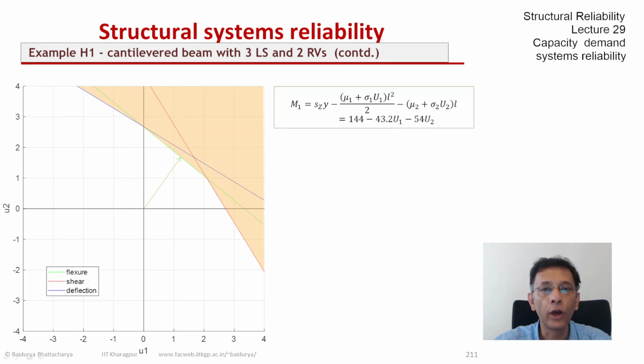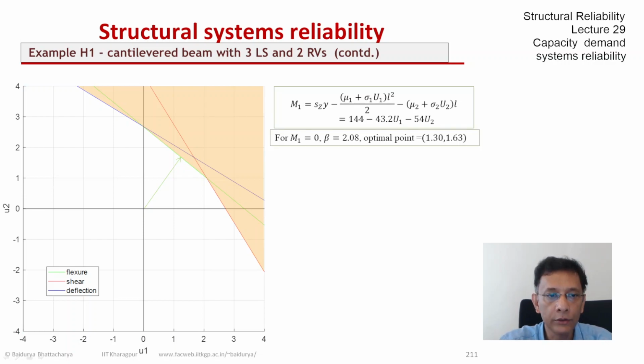If we want to find the minimum distance point to this limit state, that's the arrow that you see. That is the minimum distance point from the origin. Its length is beta, and its cosines are the sensitivities, which we are going to use later on. The value for this flexure limit state, beta, is 2.08, and the optimal point is approximately 1.30 and 1.63 in terms of U1 and U2.